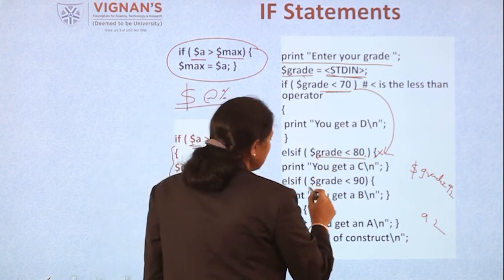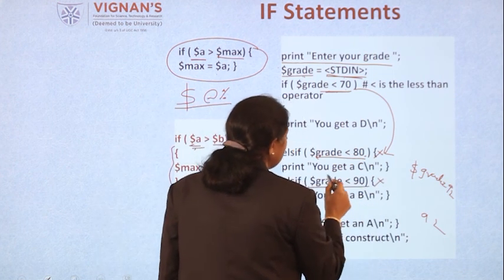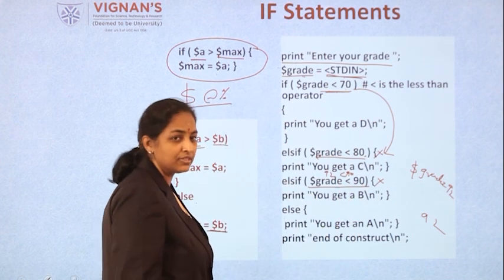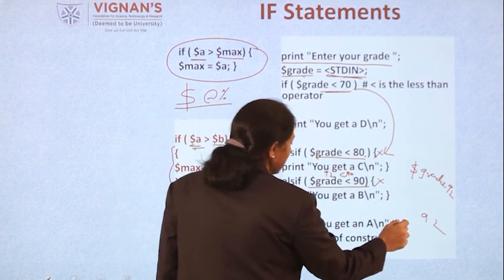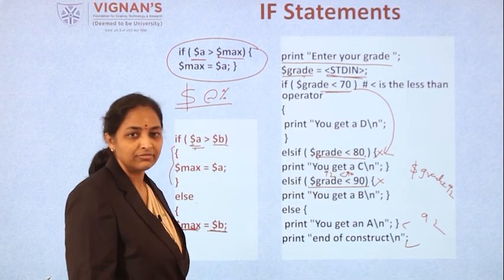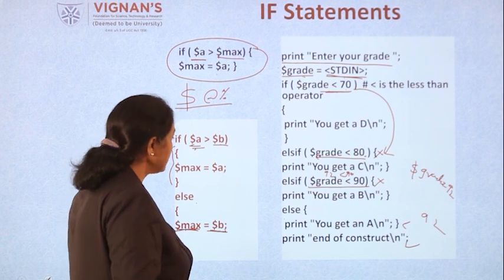Again it will come here. Now again it will verify: is 92 less than 90? Again it is a false condition. Simply it will come here and print this message. So now this is the way how the if condition will work.